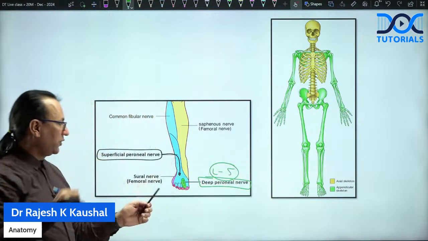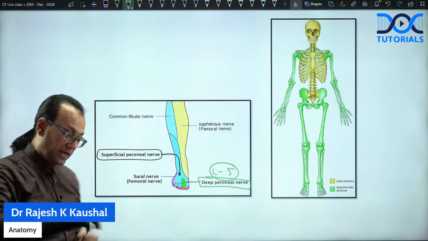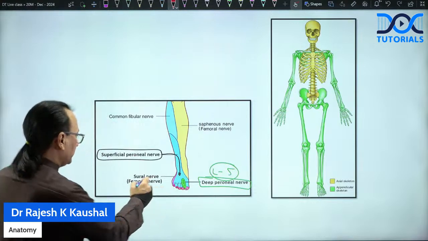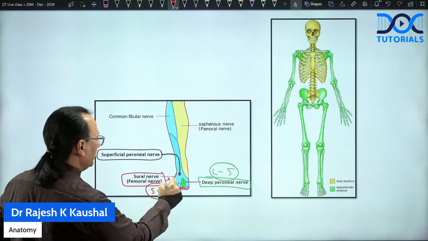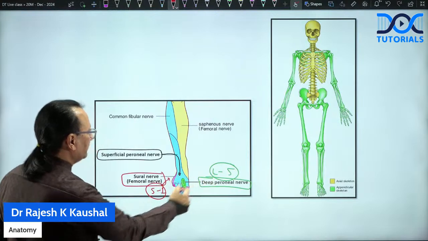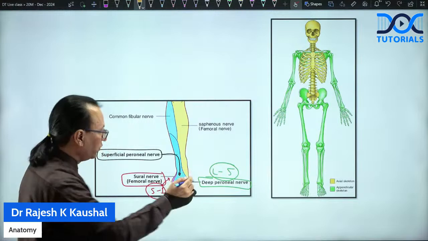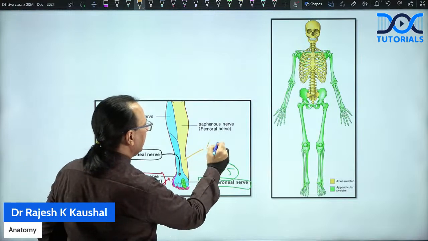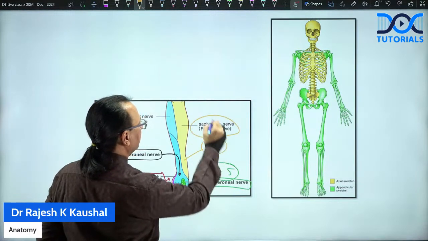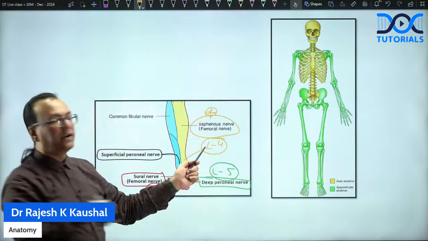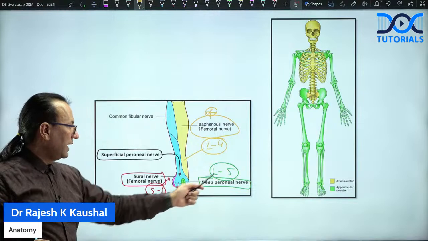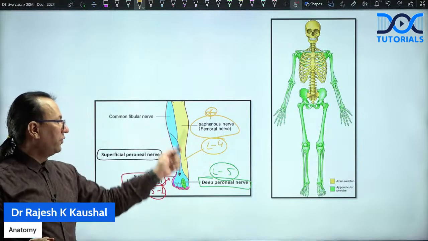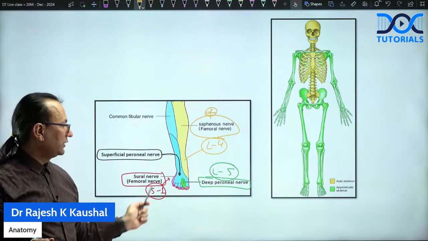And sural nerve, as I told you, is little toe. This is sural nerve, S1. So little toe S1, great toe area L5. And if you want to know, medial malleolus is L4. That will be saphenous nerve, a different nerve. So medial malleolus L4, great toe L5, little toe S1.